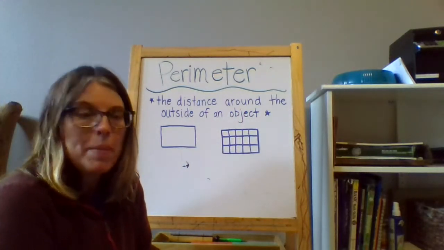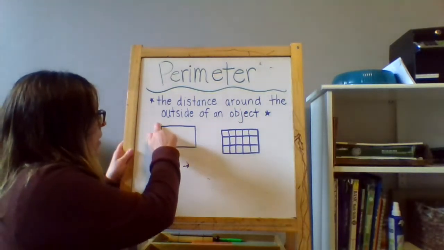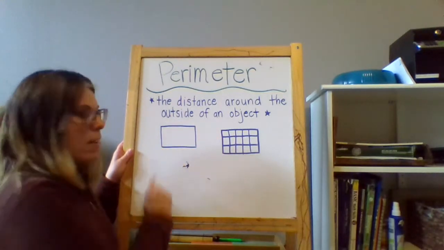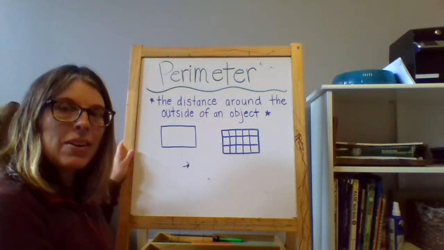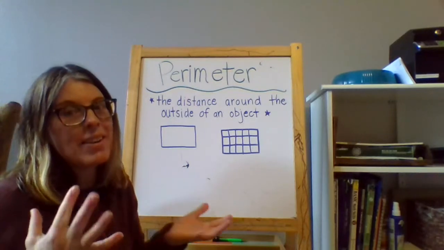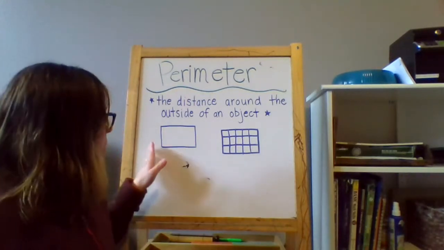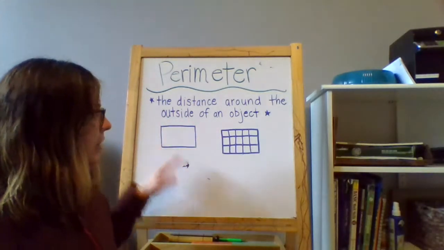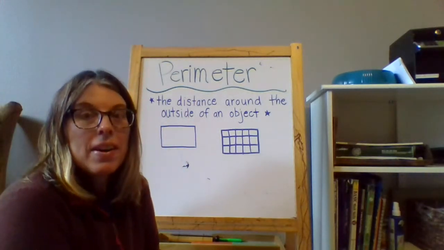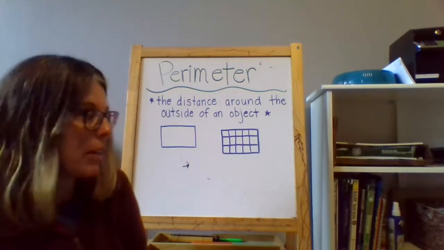So to find the perimeter of something, you're going to measure around the outside of something. Okay, so that's kind of like measuring and kind of like geometry all put together into one type of thing, because we're measuring around the outside and counting the distance around the outside of an object.